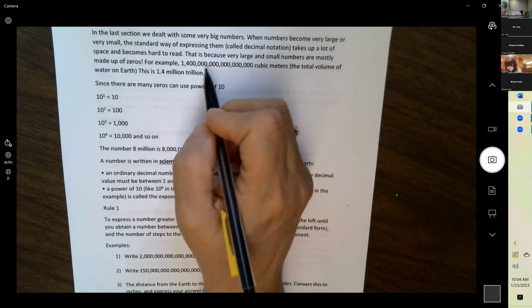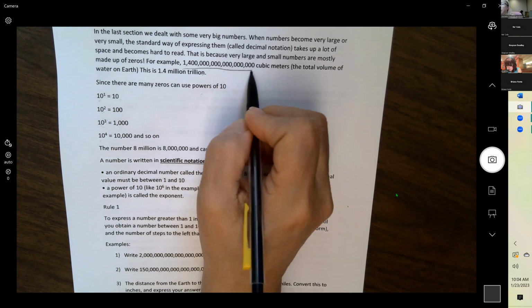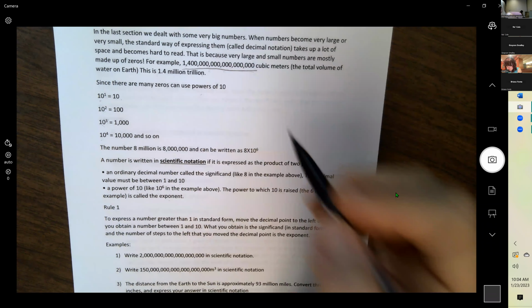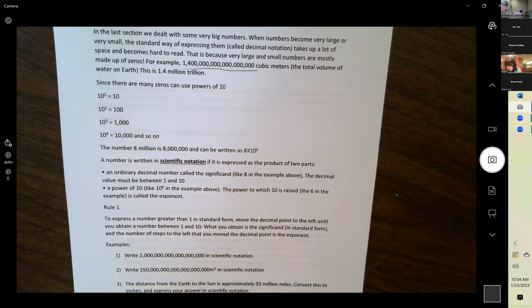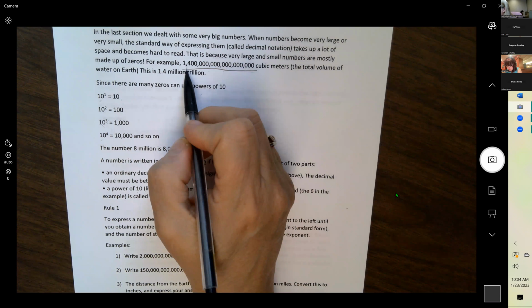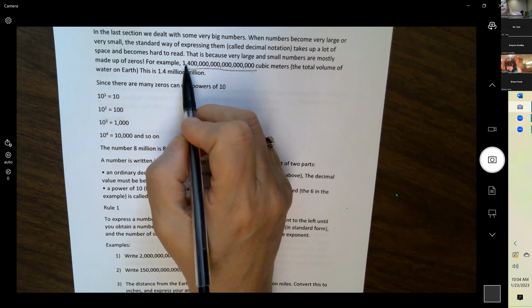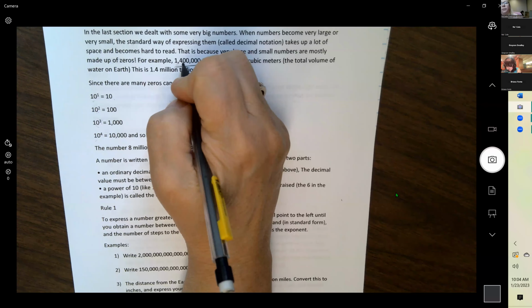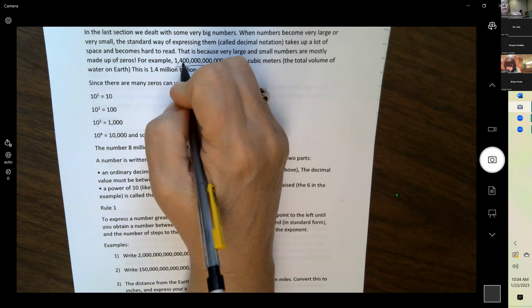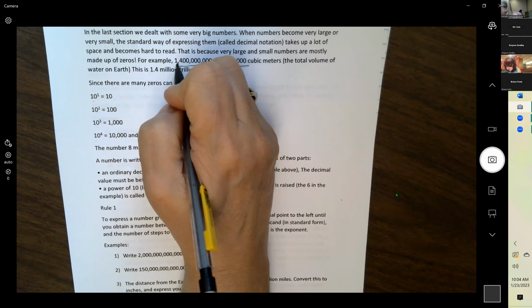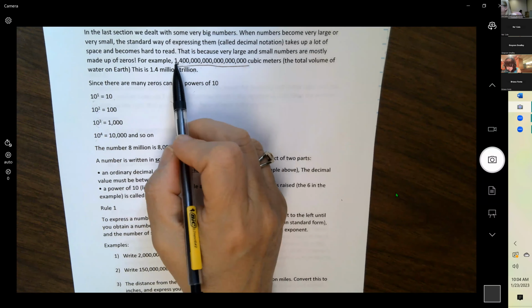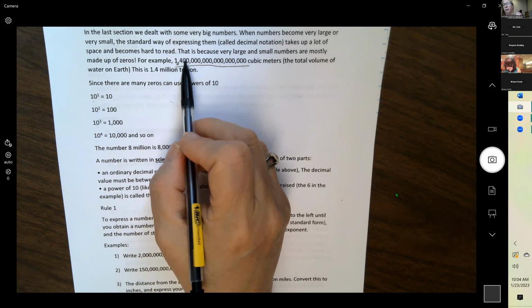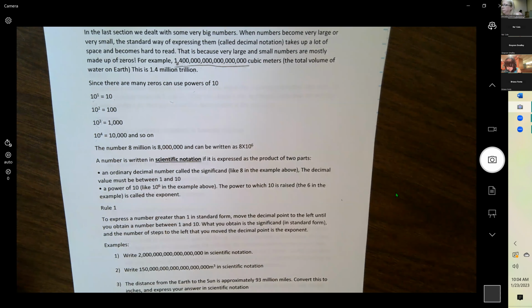If we look at this number, then we need, I don't think I put it down here. You need to get a number between 1 and 10. So you have to decide where you can put your decimal so your number could be between 1 and 10. If we put it here, that's 14. It's too large. But if we put it here, then I have 1.4. That's a number between 1 and 10.